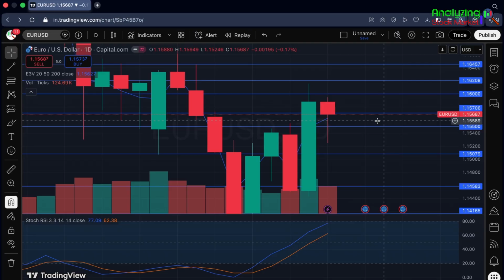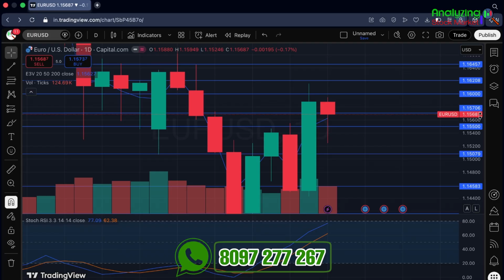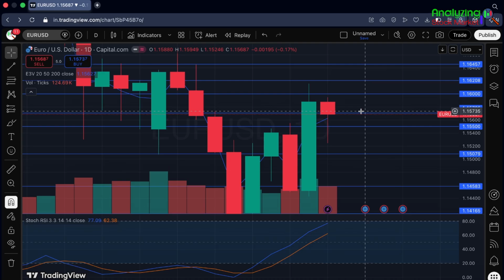So let's talk about the closing first. Here 1.15687 was the closing. According to the previous week's closing, I'm expecting a negative move in this range, that is 1.15079 to 1.15500. I'm expecting a negative closing in this range. But if you're going for any long trade, then you can go long once 1.15706 gets breached and a 4-hour or one-day candle closes above this level. Then you can go long till this level, or your target could be this level. You can even wait for this level as well.